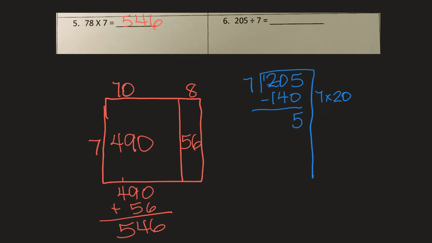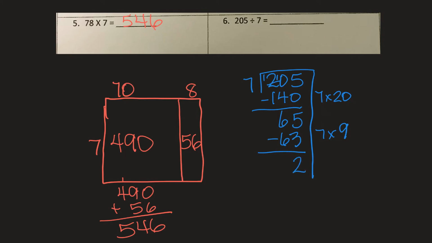Can't take 4 from 0, so I'm going to borrow and make that a 10. Okay. Now, 7 times what could get me to 65? I know 7 times 10 is 70, so that's too much because I only have 65. So I'm going to do 7 times 9, which is 63. And when I subtract that, I have 2 left.